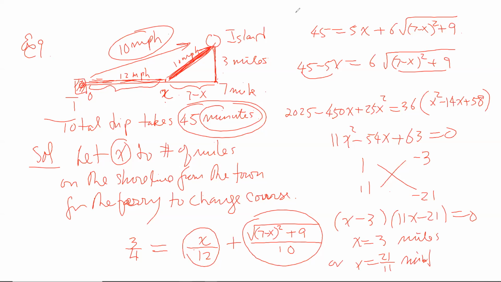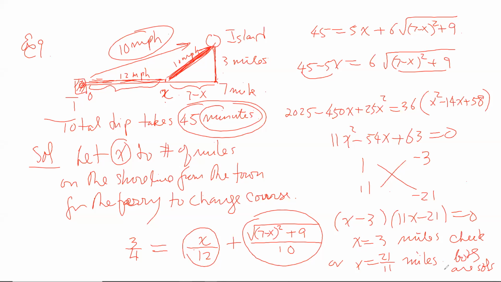Now, fortunately, both are solutions. Okay, so this time you check both are solutions. So you have 2 different ways to change route. Okay. Do you all understand this problem here? Yes. Very good.